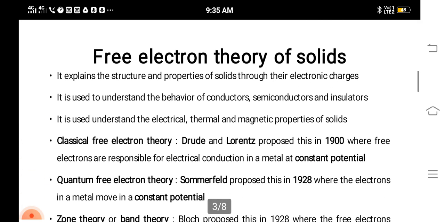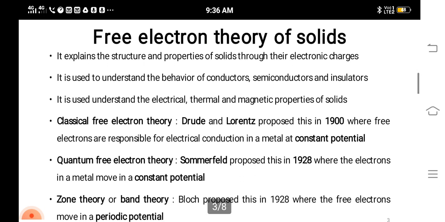Free electron theory of solids. This theory explains the structure and properties of solids through the electronic charges. It is used to understand the behavior of conductors, semiconductors, and insulators. It is also used to understand the electrical, thermal, and magnetic properties of solids.